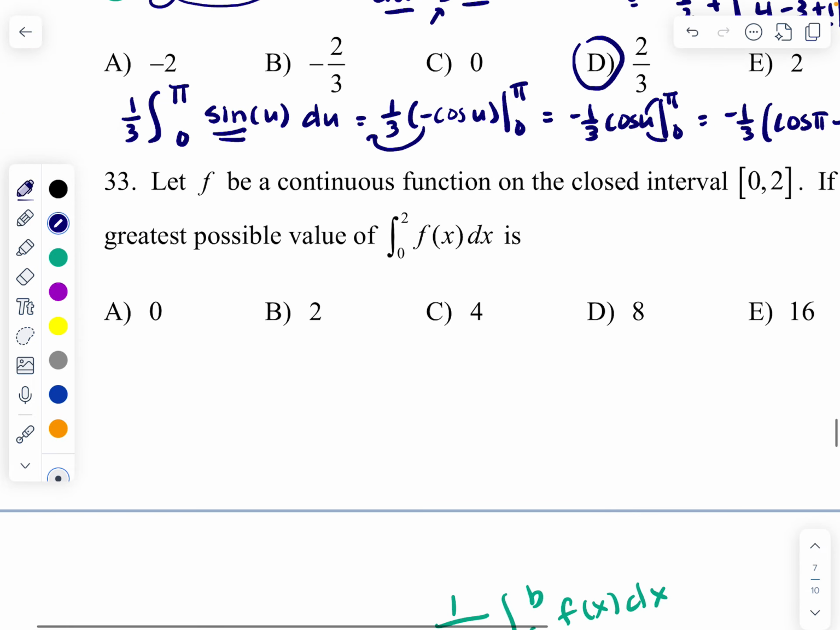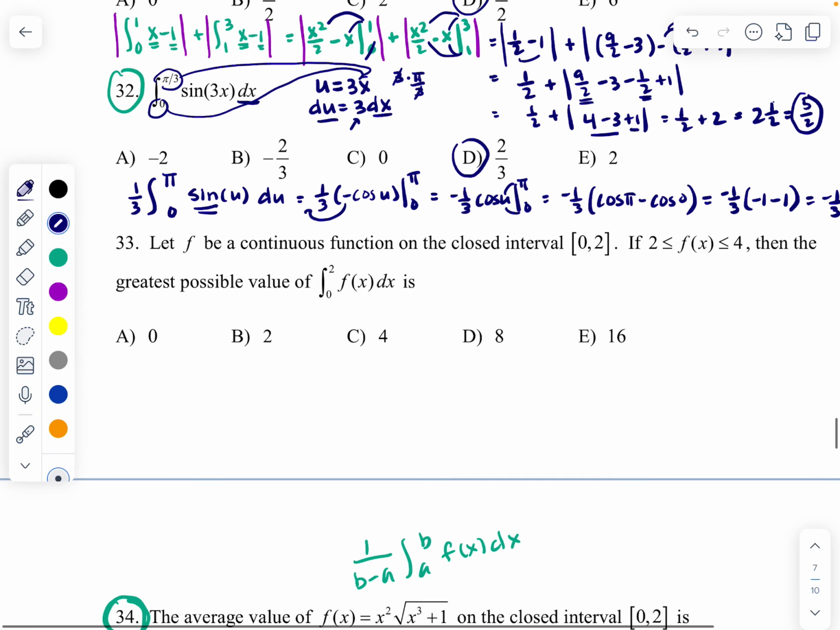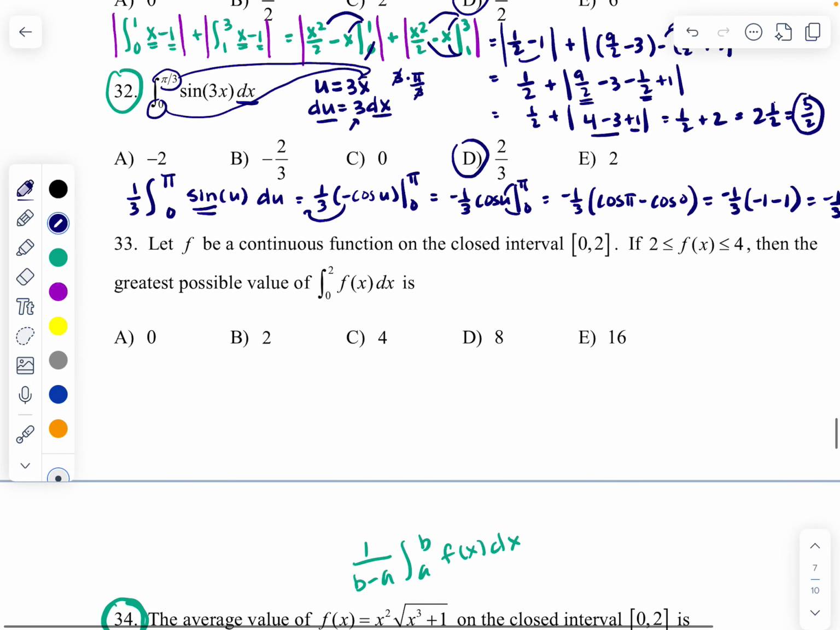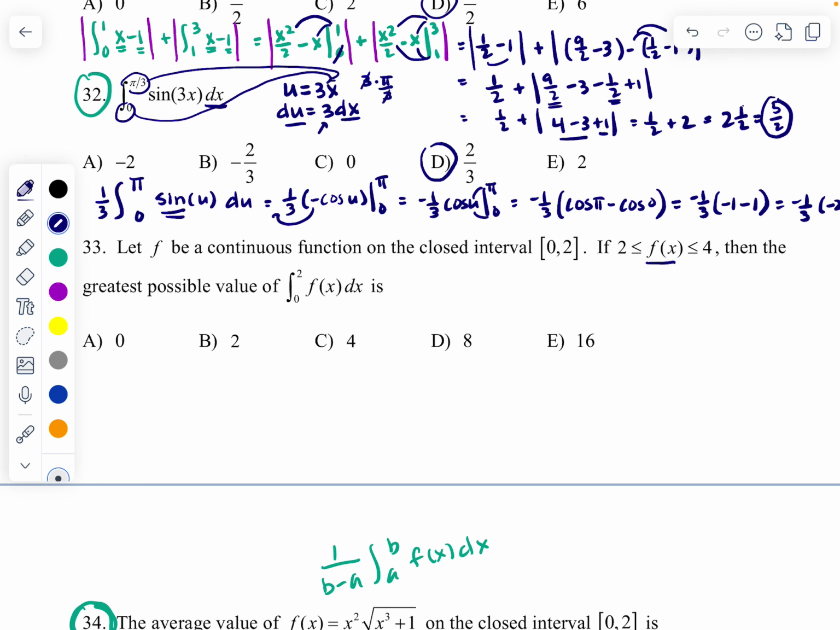Okay, let's look at 33. So you have a continuous function on the closed interval 0, 2. It says the function f of x or y is between 2 and 4, then the greatest possible value of the integral from 0 to 2 of f of x dx is. Now remember, if I don't know what f of x is, you guys, this just means area under the curve. It's kind of a funky little question, but let's draw it out.